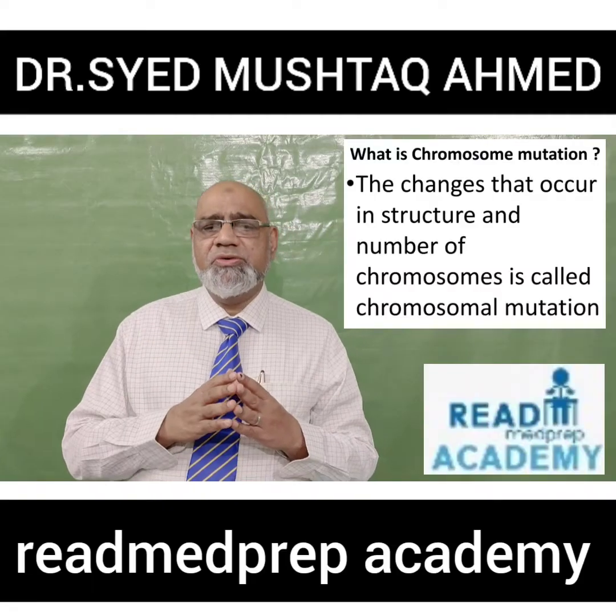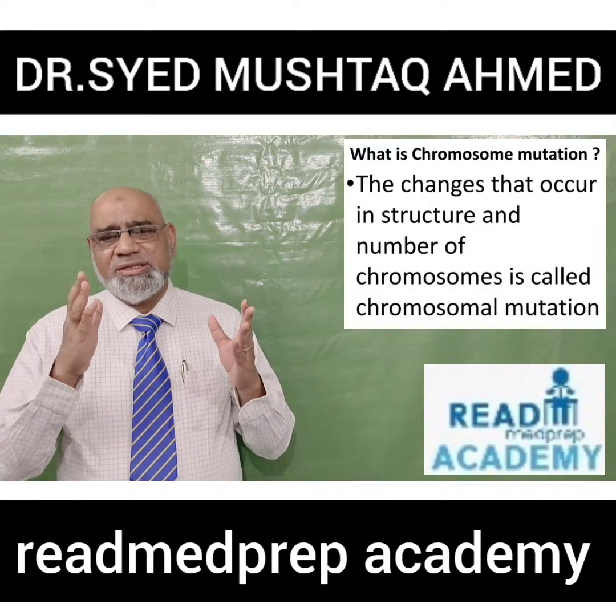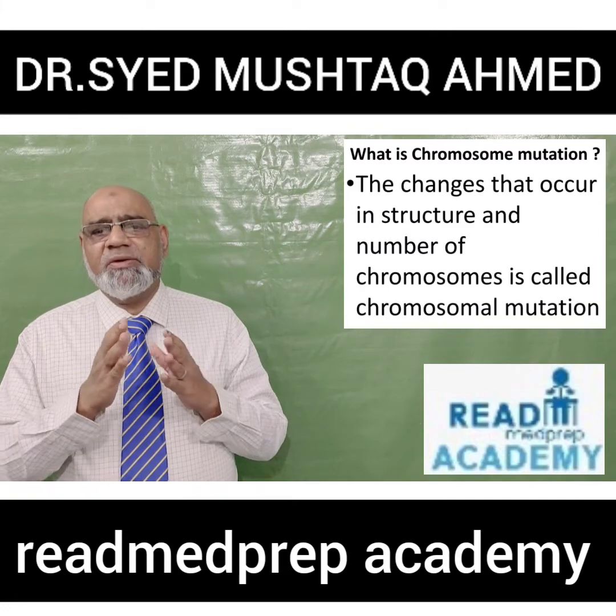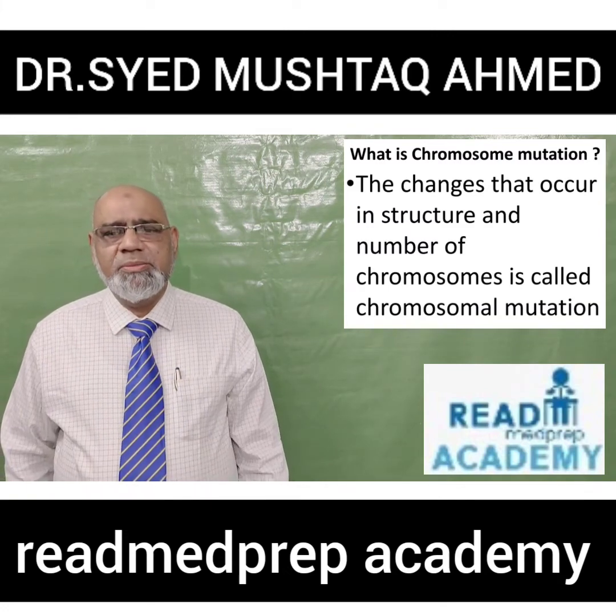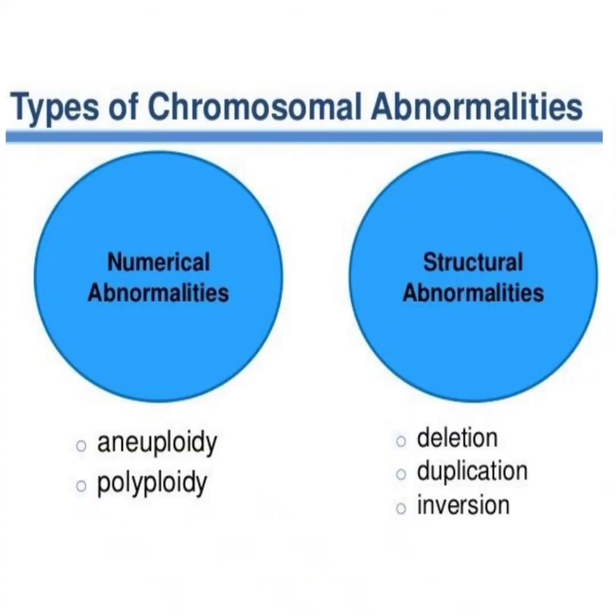What is chromosomal mutation? The changes that occur in the structure and the number of the chromosomes are called chromosomal mutation. So what are the types of chromosomal abnormalities? It may be numerical abnormalities or structural abnormalities. The numerical abnormalities are aneuploidy and polyploidy, whereas structural abnormalities may be a deletion, a duplication and an inversion.